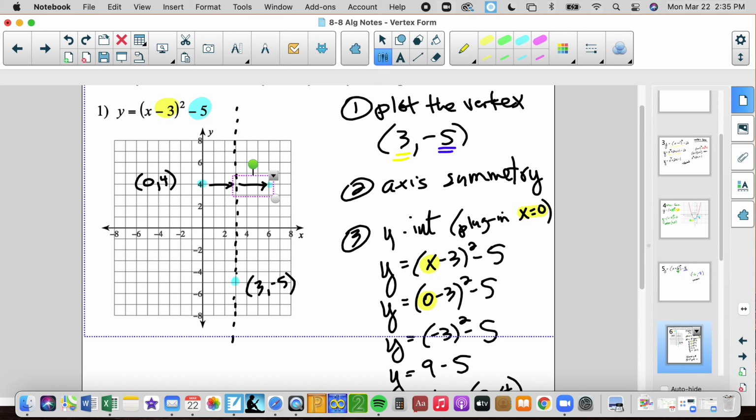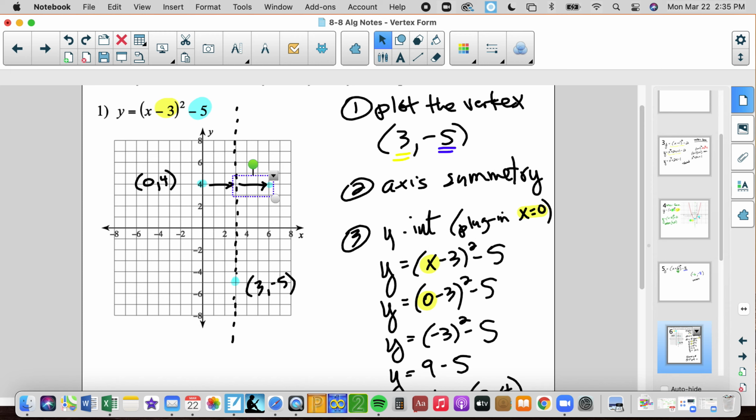Oh, do you see that? That just somehow turned purple. I don't know how or why it turned purple. All right, let's get rid of these arrows.